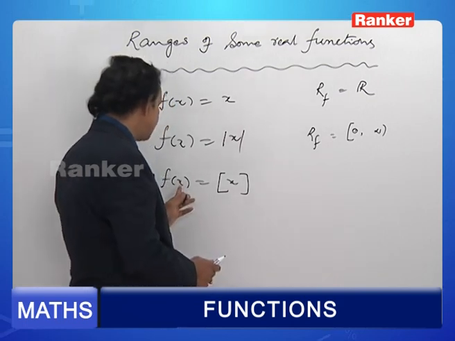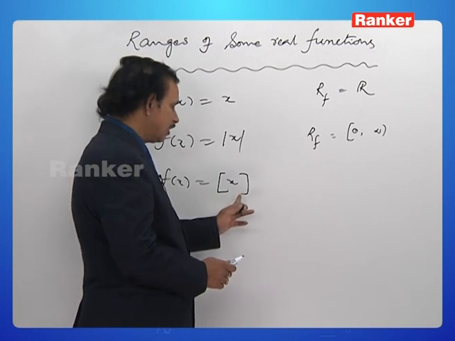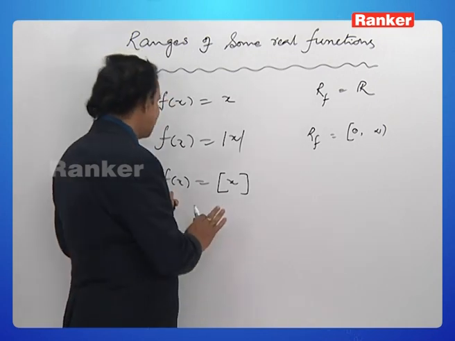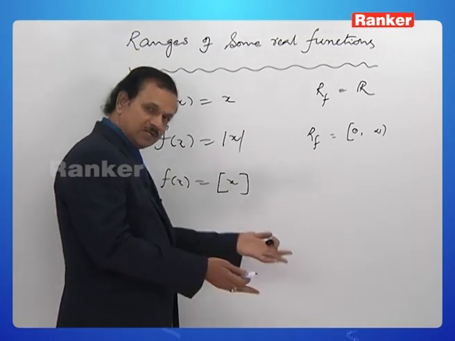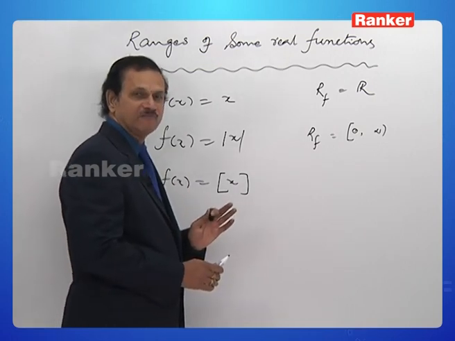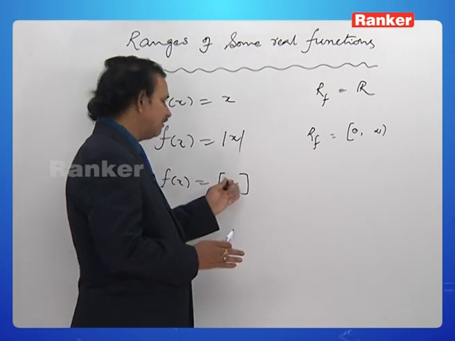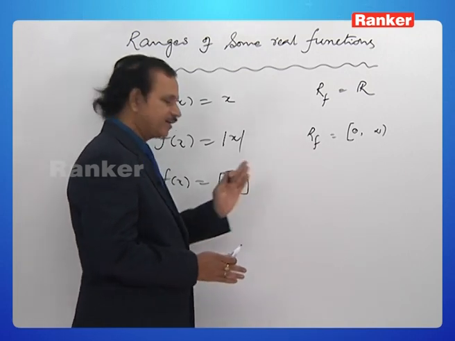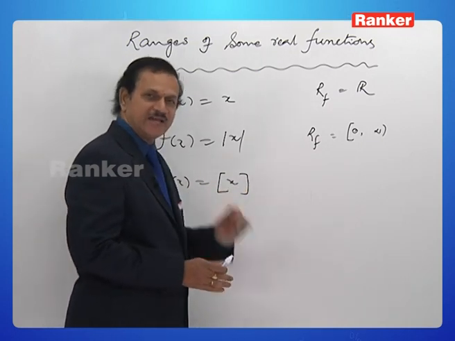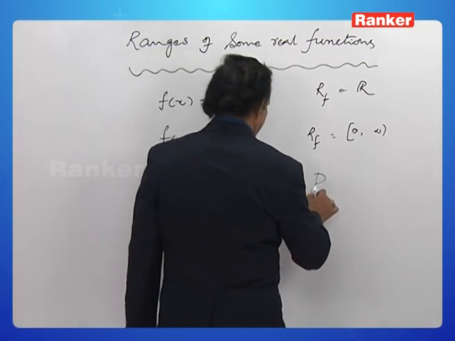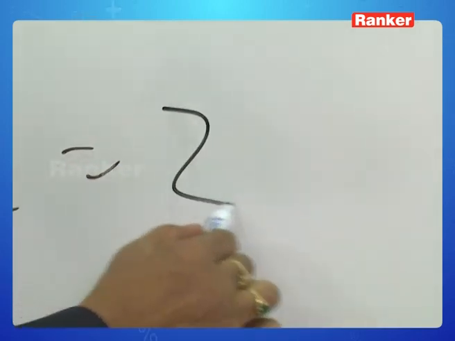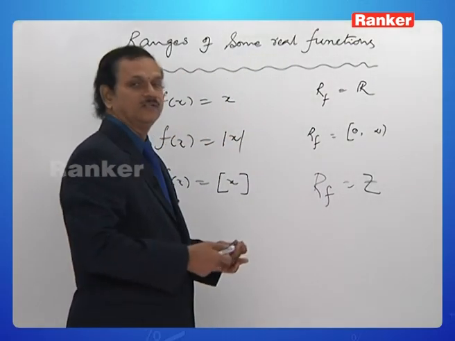Suppose I give 10.5 to x. What is the output? The integral part of 10.5, which is 10. I give 7, the integral part of 7 is 7. I give pi, which is 3.14 and so on, and the integral part of that is 3. Whatever real number you give here, the answer, the integral part, is always an integer. Therefore, the range of this function is of course Z, the set of all integers.